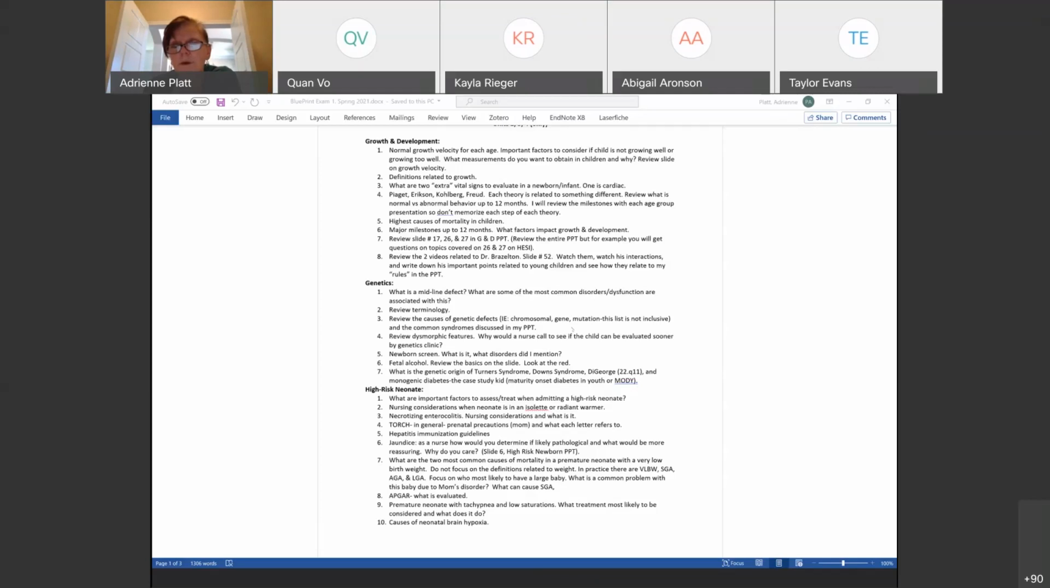DiGeorge or 22q11, they've got a deletion in there, that chromosome 22, but mutation, and the mutation is something's wrong with the genes, and that could be in families, or it could be just something that they call de novo or something like that. I think it's de novo, that it just happened.